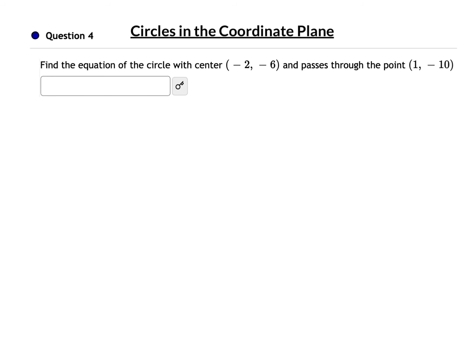This is like the last example we did in the teaching part of the video, question 4. We have a center, an h and a k. We have a point on the circle, an x and a y. Take your formula and plug in the values you know and solve for what you don't know.